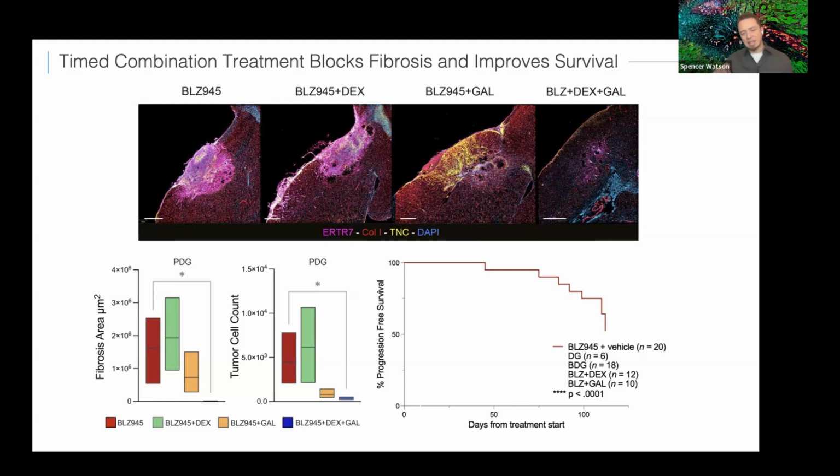And the chart next to that is the quantification of the amount of tumor cells remaining after treatment. And you can see there's a really high concordance between the amount of surviving tumor cells and the amount of fibrosis in the lesion after treatment.